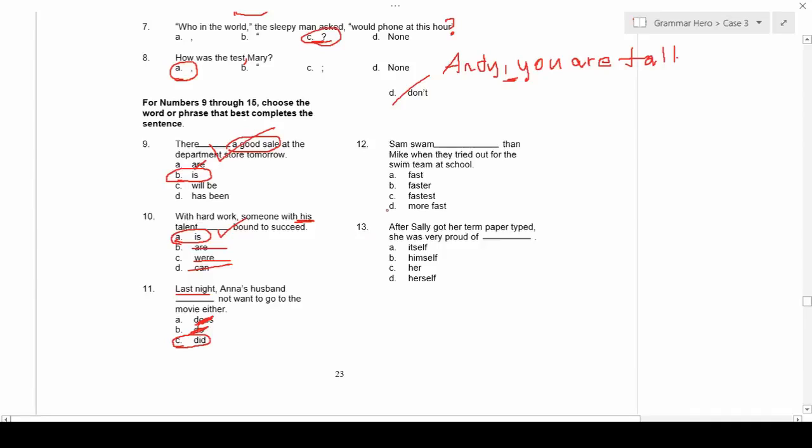Number 12, Sam swam blank, then Mike when they tried out for the school swim team. So in this case, we're looking at fast, faster, fastest. Okay. This is singular to describe one thing. This compares two things, and fastest compares multiple things. So Sam swam faster than Mike. We're comparing Sam with Mike.